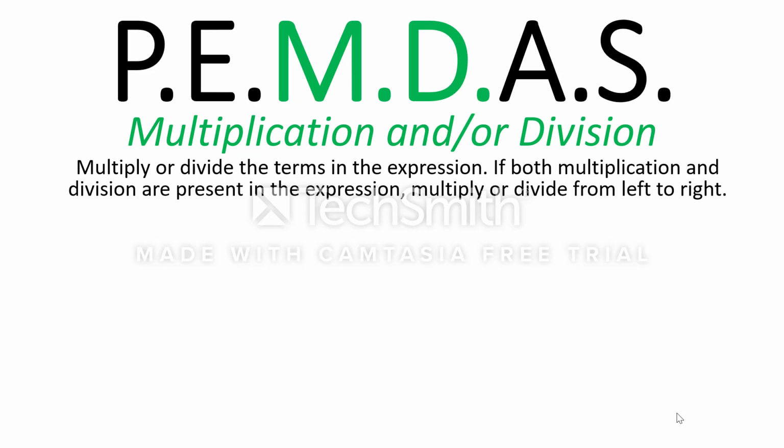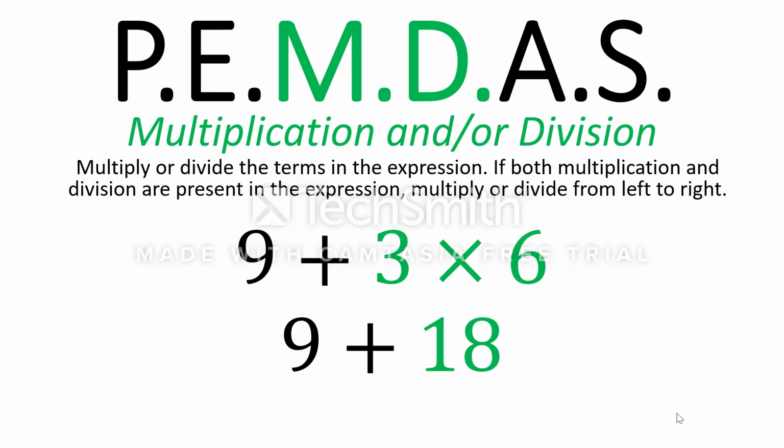Next in PEMDAS is M and D, which stands for multiplication and division. It is important that you read the expression from left to right because you will need to do the operation that appears first in the expression. So in the case of our problem, 9 plus 3 times 6, only multiplication appears, so we will simplify this portion of the operation. 3 times 6 is 18. Our expression is now simplified to 9 plus 18.